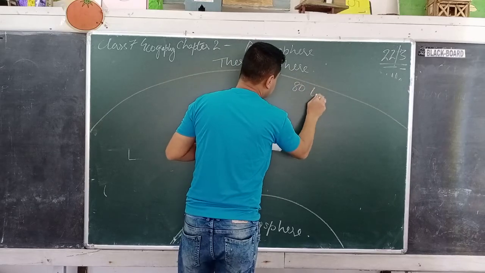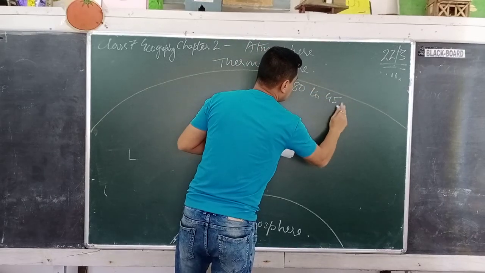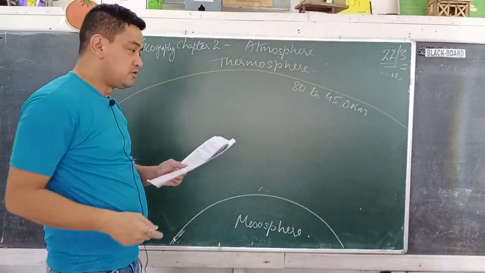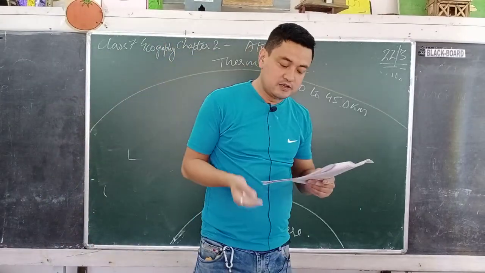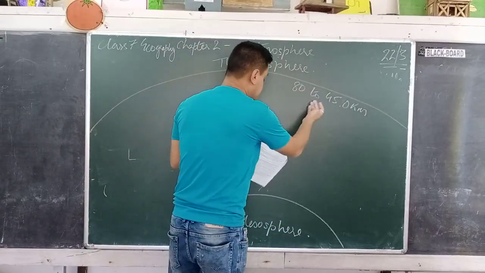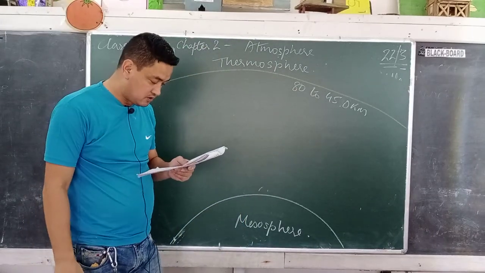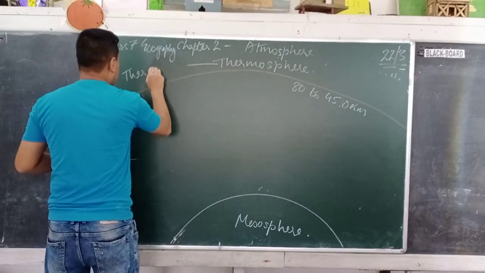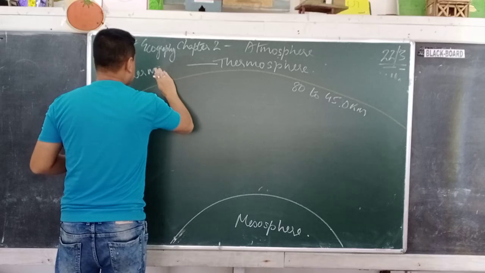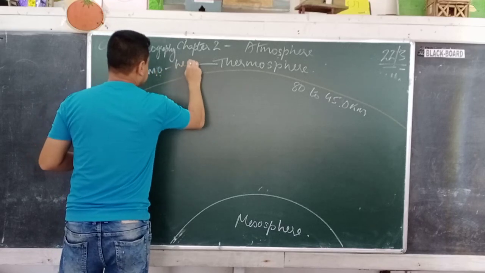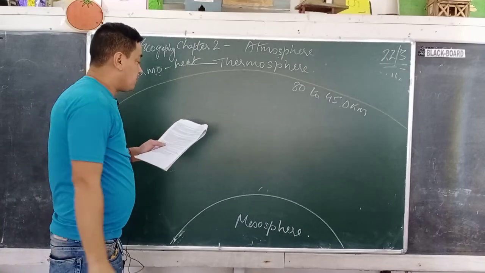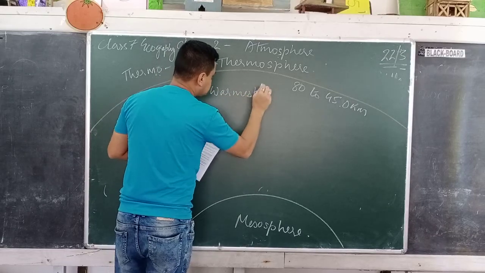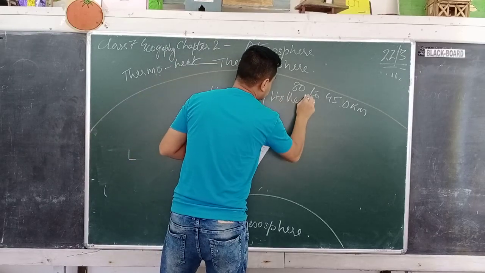This starts from 80 to 450 kilometers. The fourth layer that comes after the mesosphere is the thermosphere, which starts from 80 kilometers to 450 kilometers from the surface of the earth. The word thermo means heat. Therefore, it is the warmest or the hottest layer.